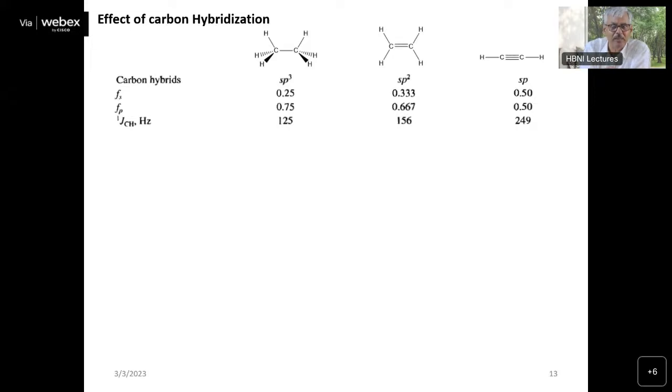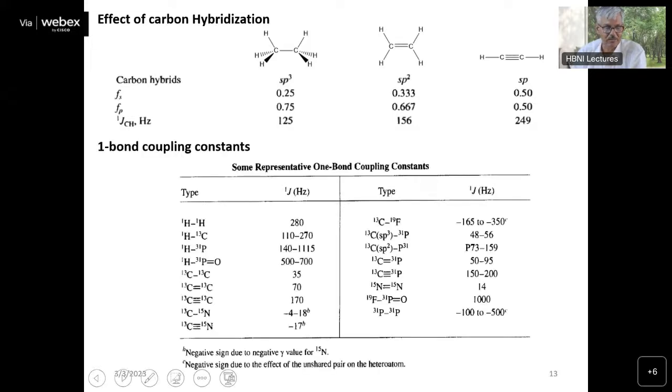So again, whatever I told in my previous slide has been summarized here. You can see sp3, sp2, and sp summarized again, so I will not repeat it. And you see, as the hybridization s character increases, the one-bond CH coupling constant increases: 125, 156, and 249. So surely it depends on the hybridization.